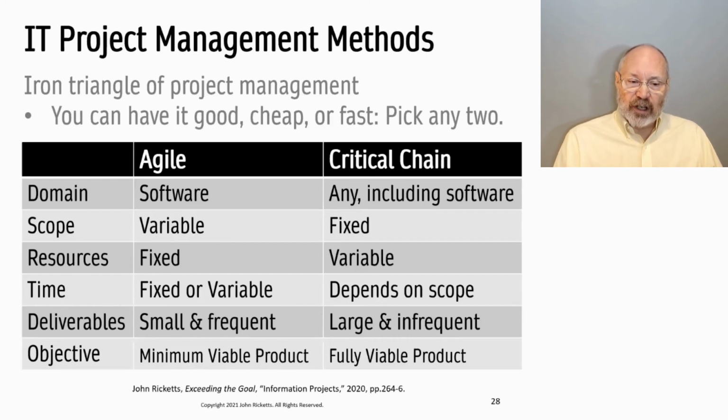But with a Critical Chain project, the resources that work on the project are not fixed. If you need designers, they come in and do the design. If you need coders, they do the coding. If you need testers, they come in and do the testing. So over time, people move on to and off of a project. And the time or the schedule for a Critical Chain project really depends on its scope. The deliverables tend to be larger and less frequent, but Critical Chain can produce a fully viable product.